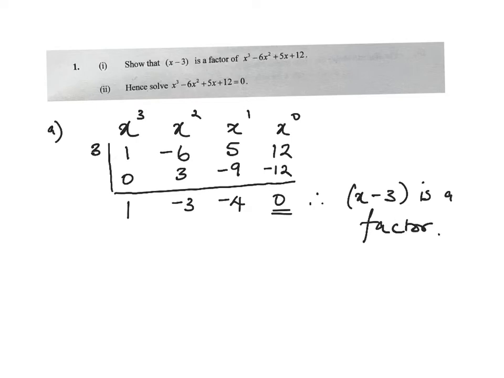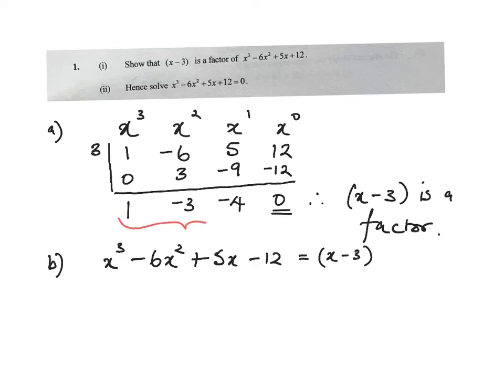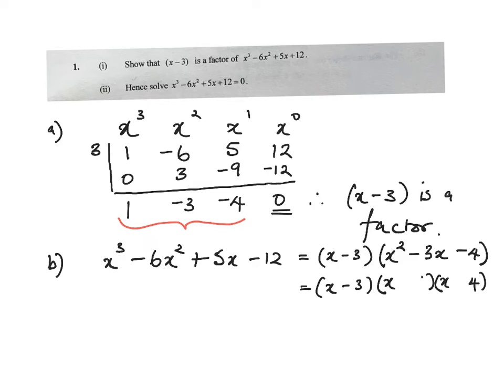That's part A. Part B, we want to fully factorise and then solve. So what we have then is x cubed minus 6x squared plus 5x minus 12 can be written as a product of the factor x minus 3 and the quotient. Remember, this is the quotient here. So that's 1x squared minus 3x minus 4. It has to be fully factorised. Four and 1, minus and plus.